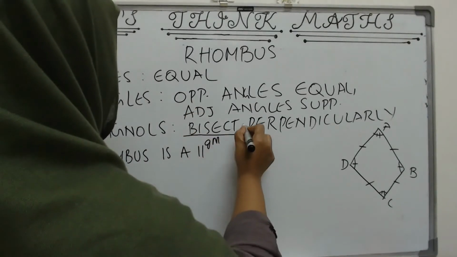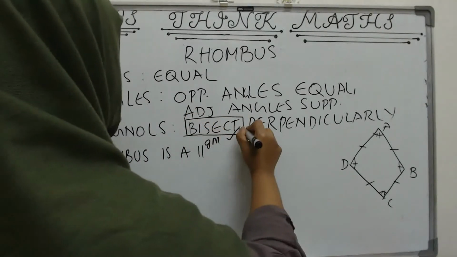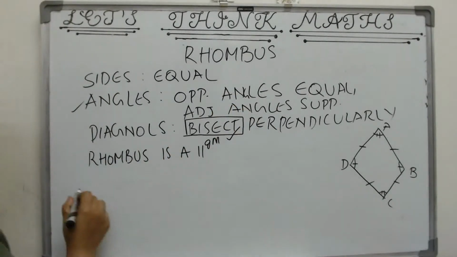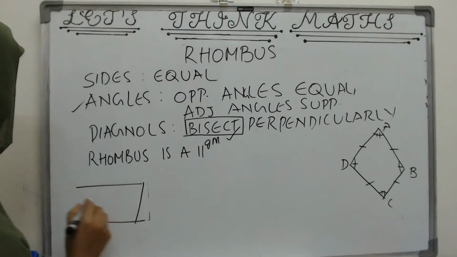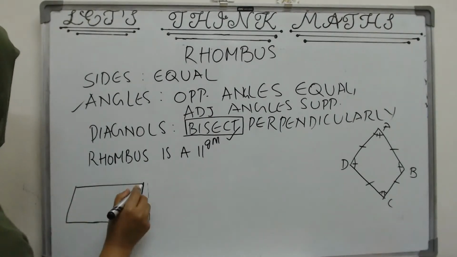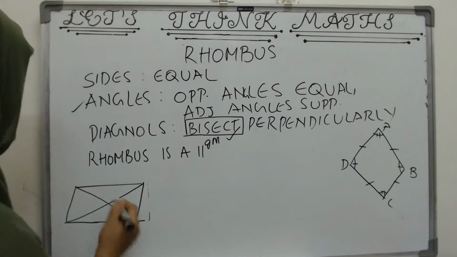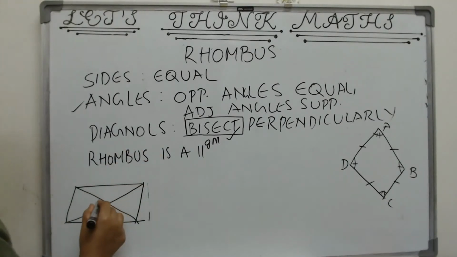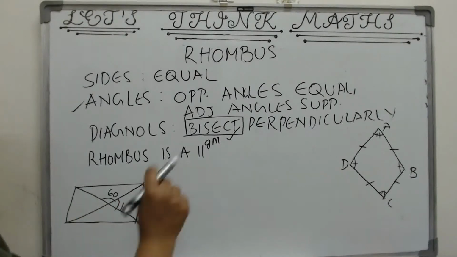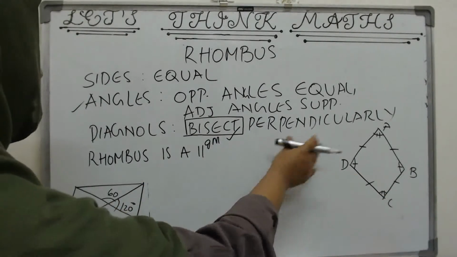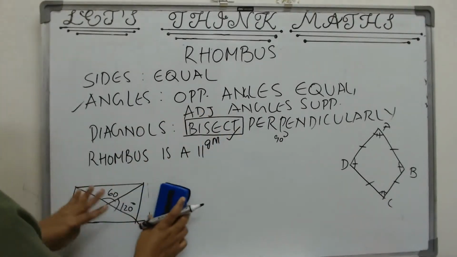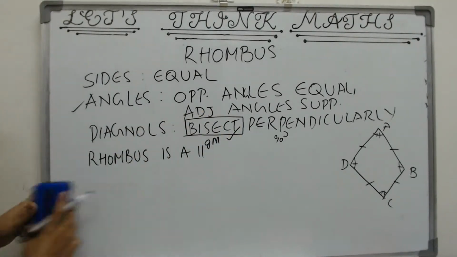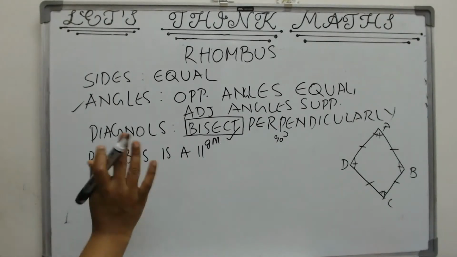See here, a parallelogram does just this. The diagonals of a parallelogram are what? They just bisect each other. There is nothing more. At whatever angle it may be. One angle may be 60 and the other 120. It does not need to be perpendicular. Perpendicular means 90 degrees. It does not need to be 90 degrees. The parallelogram, it just has to bisect at any angle, whatever.